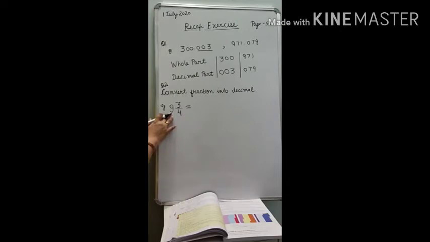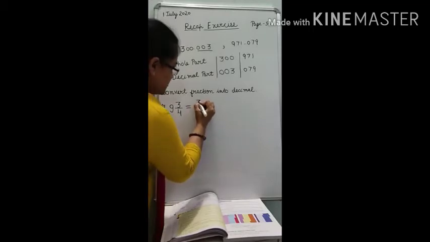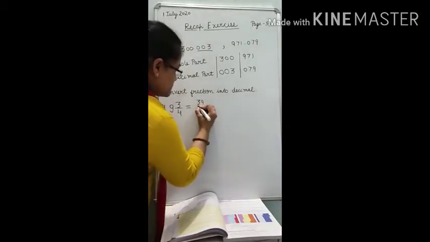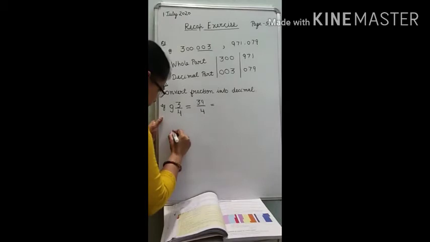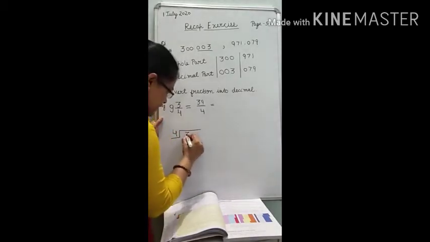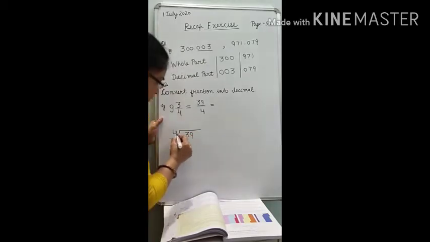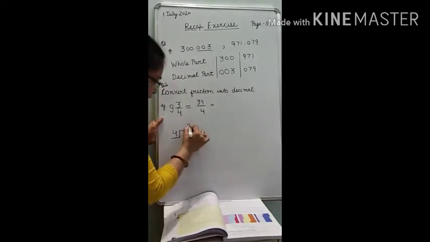So 4 9s is 36. 36 plus 3 is 39. So your question is 39 by 4. So what you will do now, you will divide the numerator by the denominator. I hope you all know how to divide. Let us revise once. So 4 9s is 36 class.